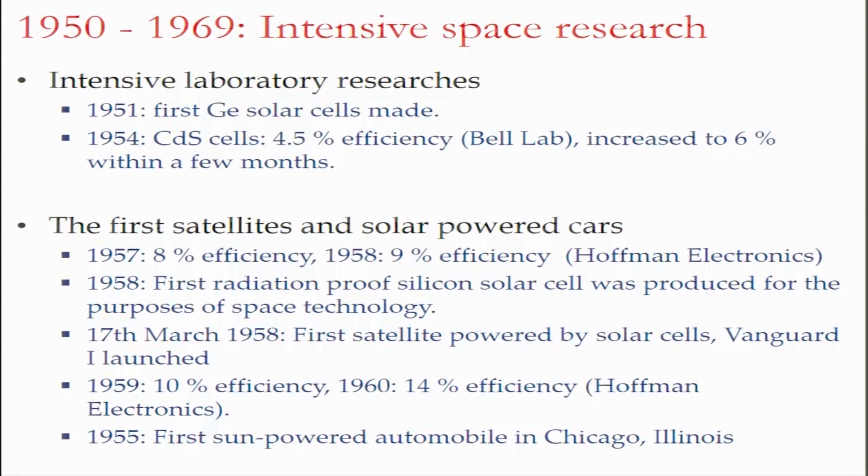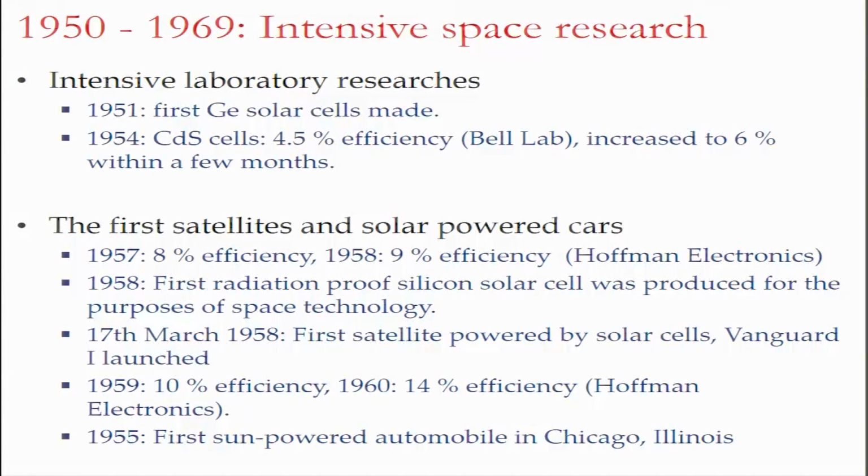1958 was the time when the first radiation proof silicon solar cell was made. Radiation is a problem in space, so a radiation proof silicon solar cell was needed. Then in March 1958 the first satellite powered by solar cells, Vanguard 1, was launched in the United States. And then 1959 and the 60s led to a phenomenal increase in the efficiency of silicon solar cells. It went up to 14%.